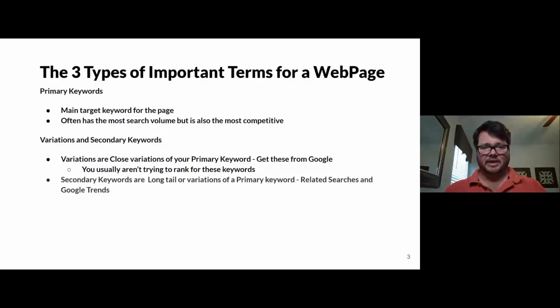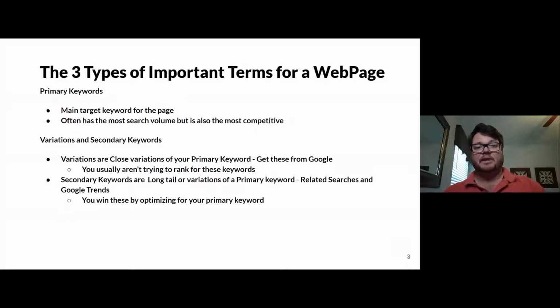The other thing is secondary keywords. These are long tail variations of the primary keyword. These are related searches more often than not, or you can find these in Google Trends. If you do a search for your primary keyword and then scroll to the bottom, you'll find variations that are pretty close to it, but might add a best or cheap or affordable or something like that. It's close to what you're searching for or what your primary keyword is, but adds a modifier. You can often win those terms by properly optimizing for your primary keyword. And the ones that are really important, you want to get those on your page.